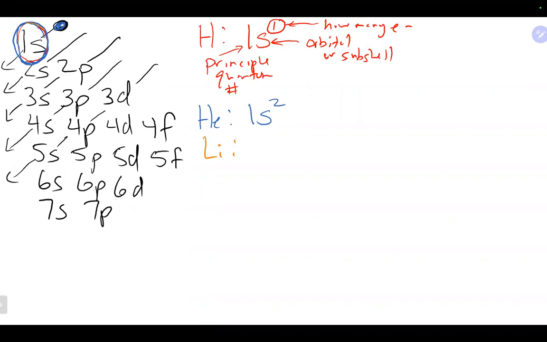Once again, we will start up here. So we're going to go with 1s2. At that point, we have filled it up. We're going to zigzag back to the next orbital, which would be that guy right there. And that would then be 2s1 in this case.